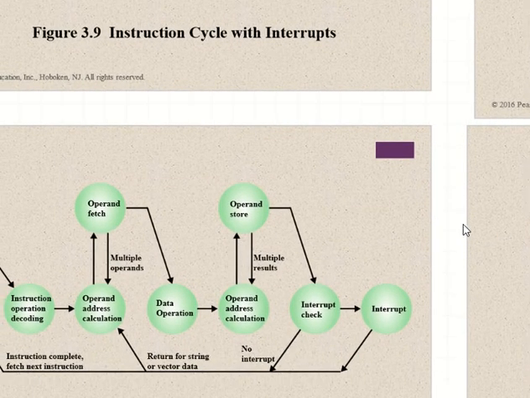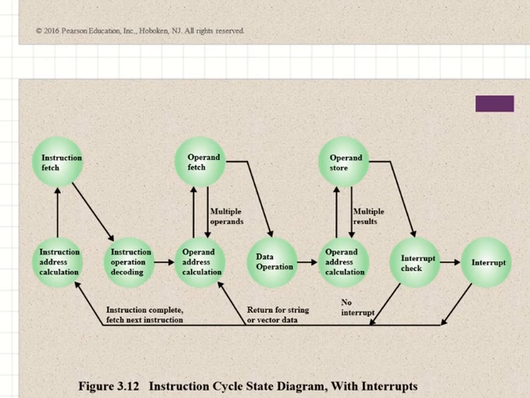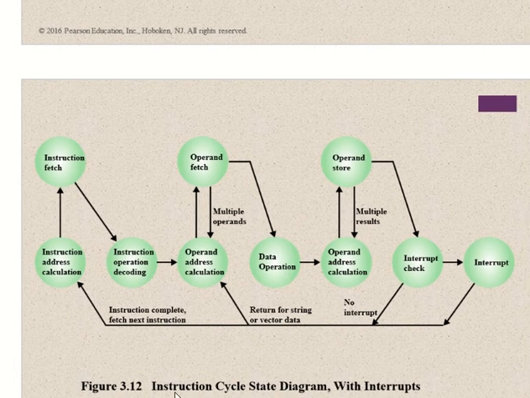So this is the instruction execution cycle with interrupt. This is the state diagram with interrupt, a detailed diagram. Everything else is the same. Here, when you finish with the operand, after storing the operand result, check for the interrupt.